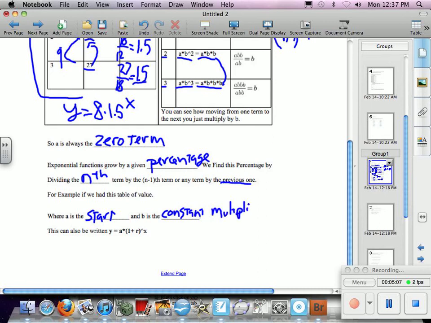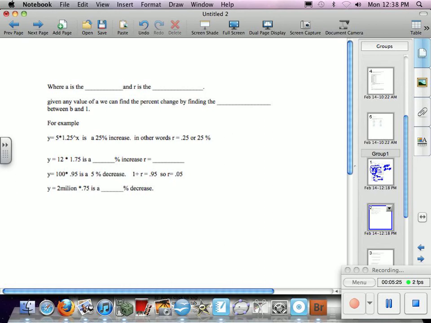Now, sometimes we're not given, so when we look at a bunch of them, we're going to look at it in terms of this over here, which is y equals a times b to the x. So let's go to the next page here. You guys can flip over. Now, y equals a times 1 plus r to the x. Okay? Where a is once again the start amount, and r is the percent rate of change.